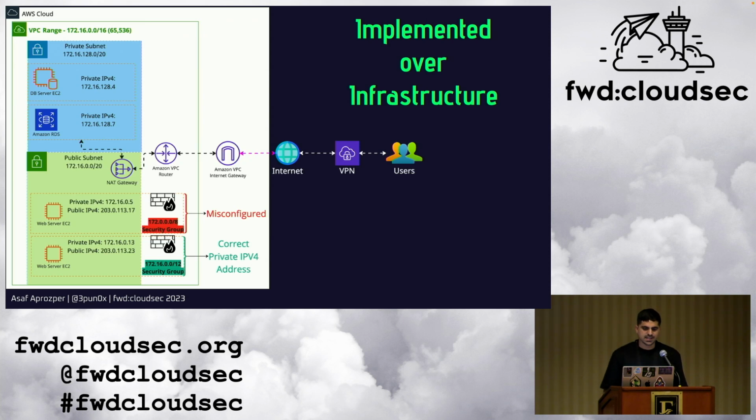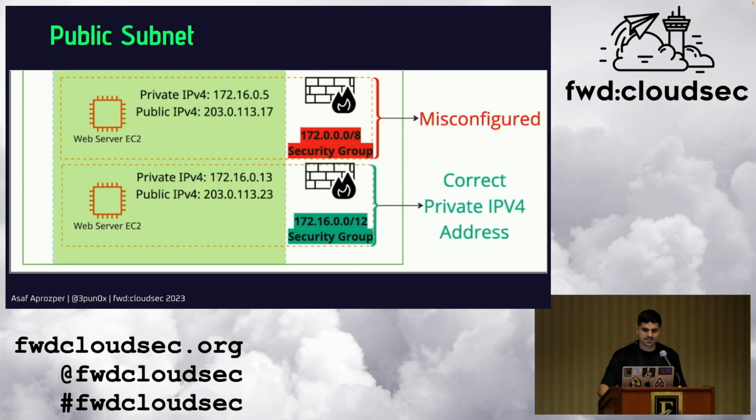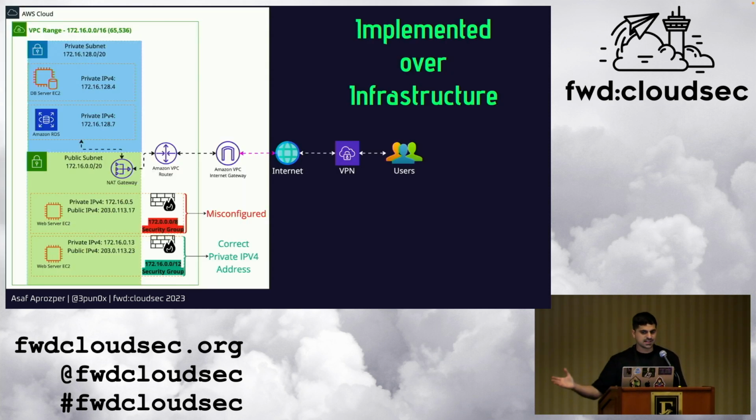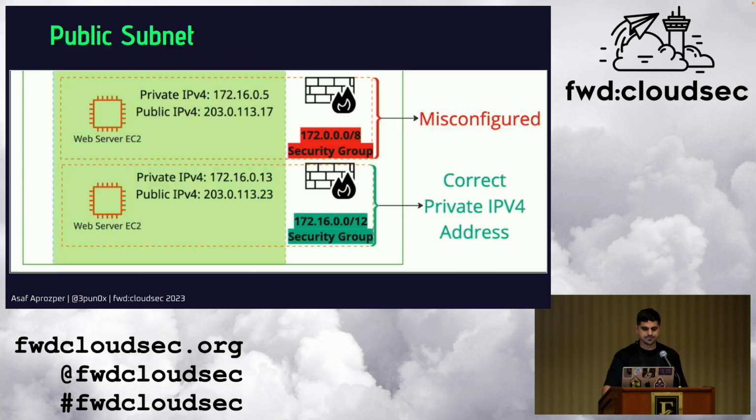Let's move on and take a look at an example of how this misconfiguration can occur. In this setup, everything looks under control. We've got our VPC with its IP ranges set up correctly with the private ranges. We've got our sensitive assets sitting nicely in the private subnet and some web servers in a public subnet that's supposed to be accessible only to our users from the VPN range.